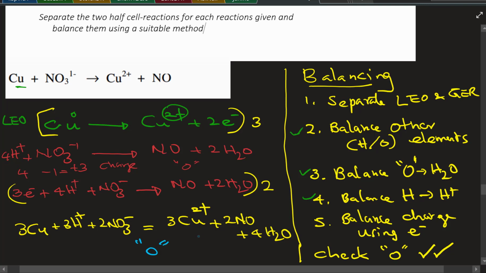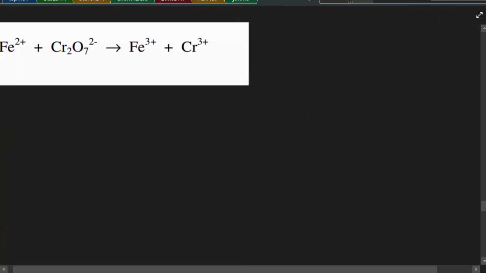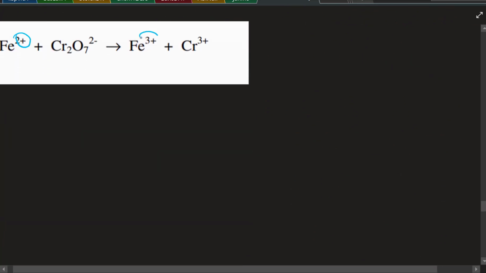No. And check the oxygens on the left and right. Look at your right side, 2 O and 4 O. So that's 6 oxygens on your right. On the left, 2 times 3, 6 oxygens. If the oxygen is balanced, everything is balanced. That's a magic check, right? Check the oxygens. Don't check anything else, right?